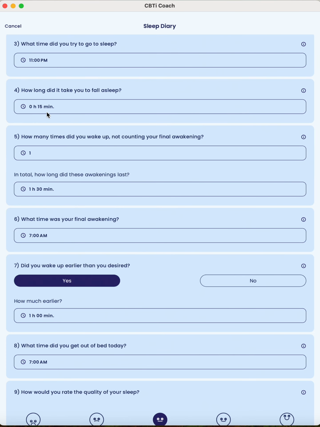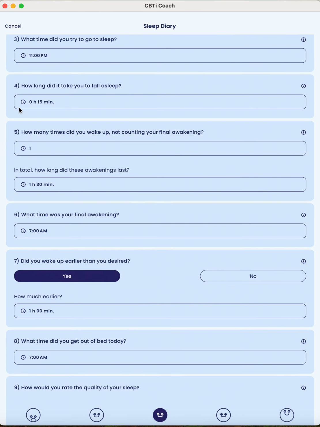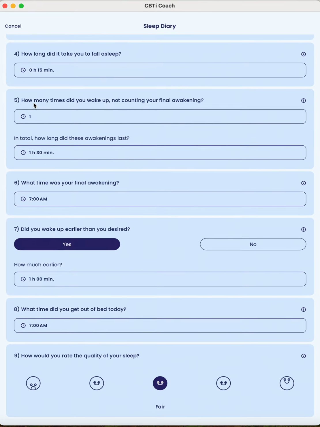Question 4, how long did it take you to fall asleep? So this is always going to be a guess. I don't want you to be vigilant about the clock or trying to remember at the time, how long is this taking me to fall asleep? It's something that you're going to reflect back on and just guess the next day. So how long did it take you to fall asleep? We're going to say it took about 15 minutes last night.